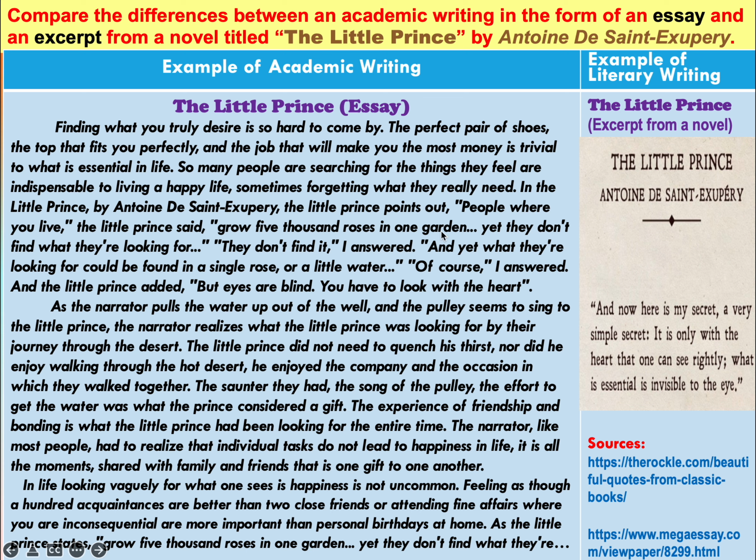So we can say in here that there are two kinds of people in this world, as they try to find what they truly desire in life. One is people who are able to grow 5,000 roses in their garden, yet are still unhappy. And two, people who are able to find a single rose or a little water only, yet they found what they are looking for.